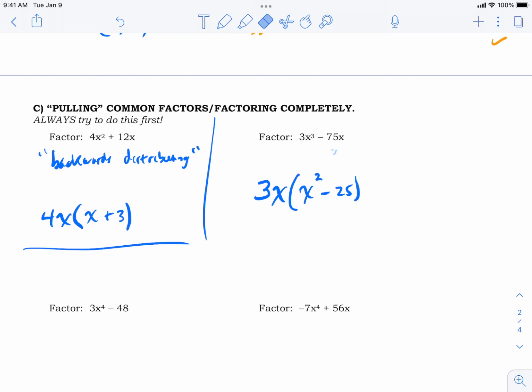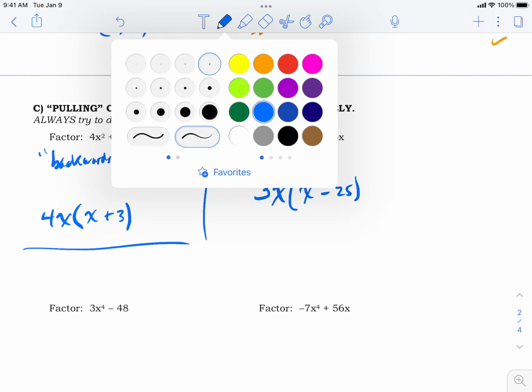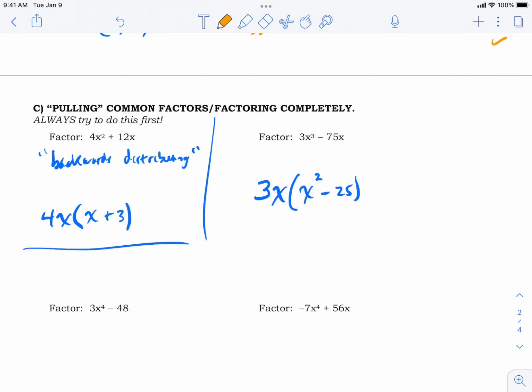So let's just double check that this is working. So the 3x times the x squared would give me a 3x cubed. The 3x times the negative 25 would give me a negative 75x. It worked! And now I get to bring up the second point here, which is factoring completely. Once you've factored, you should take a look at your result and say, can I factor some more? Like 3x, well, you can't do anything with that, but this, can I do that some more?